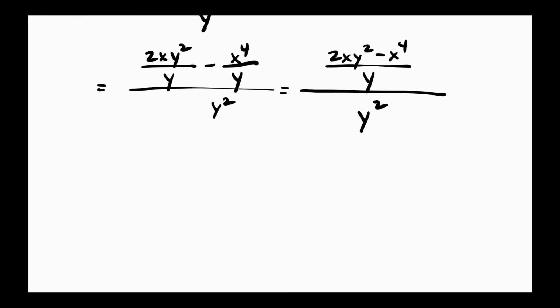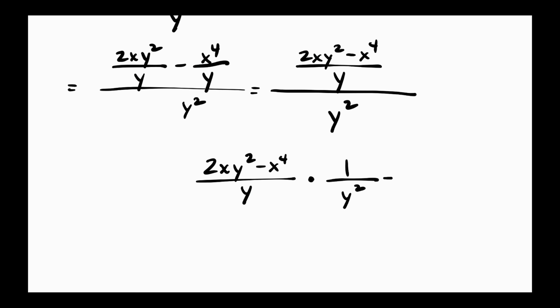Keep, change, flip. So keep the first one the way it is. Change to multiplication. Flip the bottom, so now it's 1 over y squared. You get 2xy squared minus x to the fourth over y to the third power.